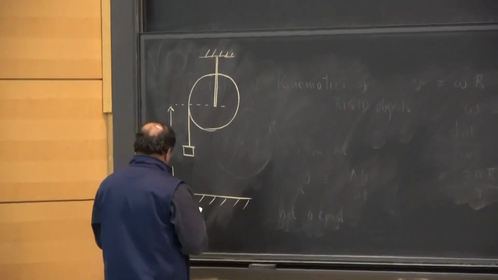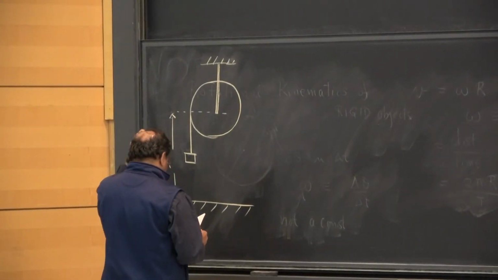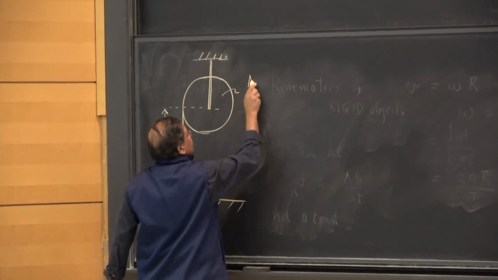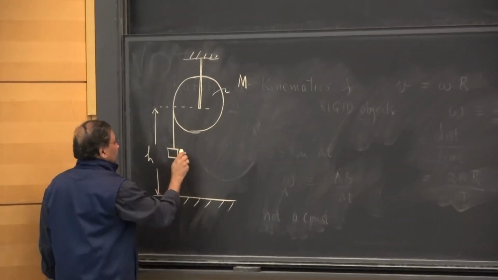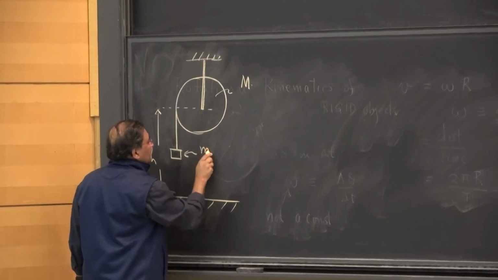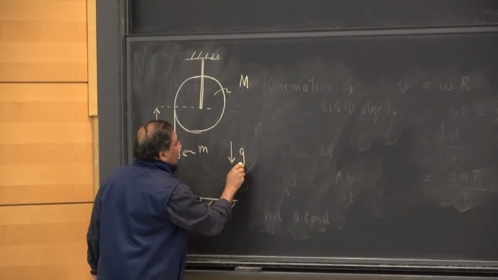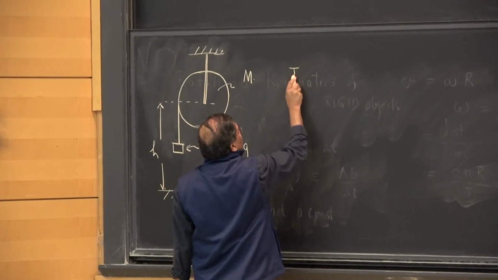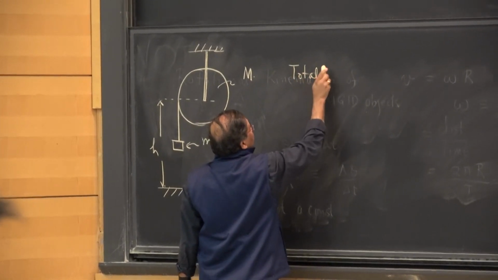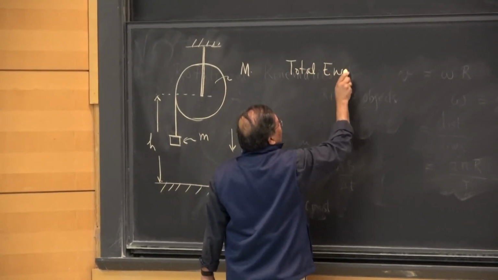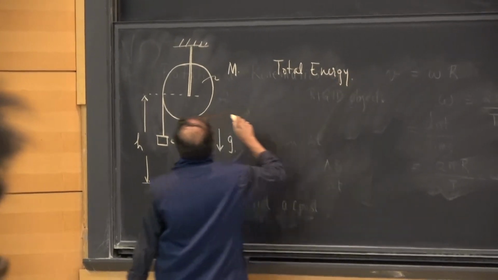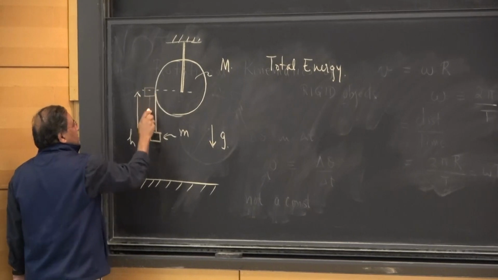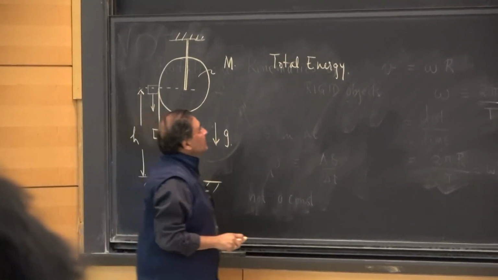So let's say the mass of this disk is big M and the mass of the small disk is small m. You obviously have gravity acting downward, and therefore if I want to write the total energy of the system when it started. So originally when it started, the mass was say here and it's coming down. Okay, so that's the picture.